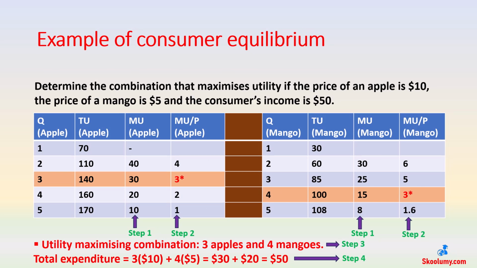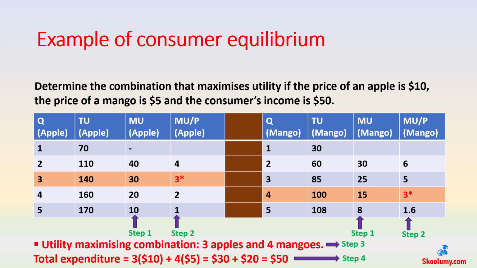An example of consumer equilibrium. Determine the combination that maximizes utility if the price of an apple is $10, the price of a mango is $5, and the consumer's income is $50. Step 1. For each product, the marginal utility is calculated. Step 2. Marginal utility is divided by price.